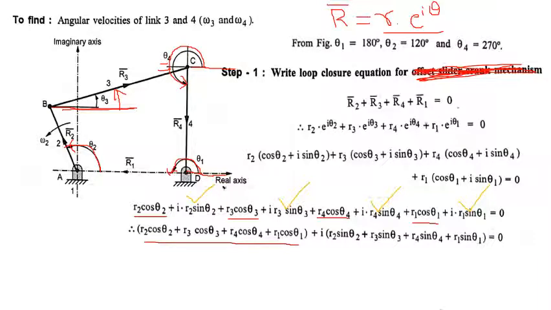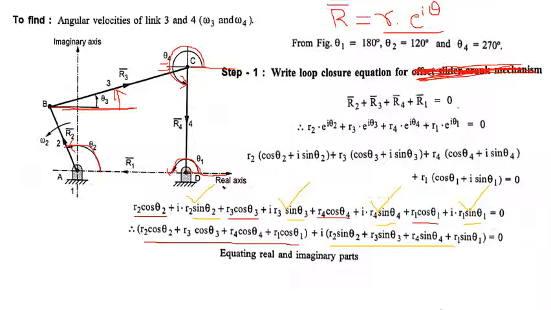So take i as a common factor, then write these terms: R2 sin theta 2, R3 sin theta 3, R4 sin theta 4, R1 sin theta 1, which is equal to 0. Like this we have to separate the real and imaginary parts. So once we separate this, we have to equate the real and imaginary parts.